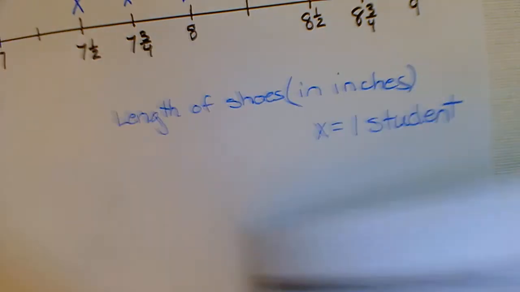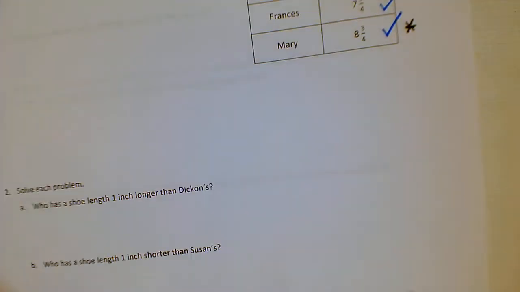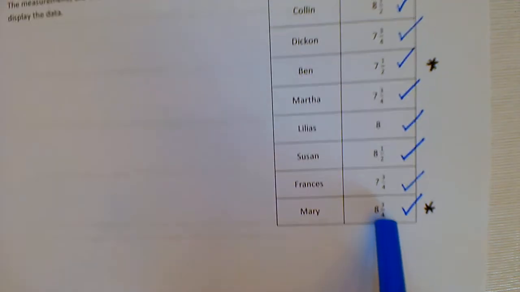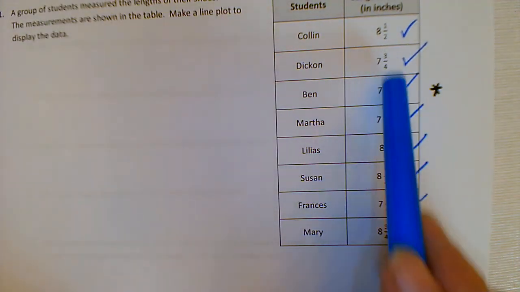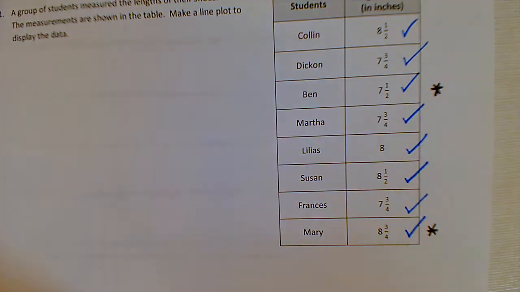So the first question that we have is, I need to move things around a little. Let me pull this out from underneath. So our first question is, who has a shoe length 1 inch longer than Dickens? So I could either look here and scan, but I'm going to have to look at each one of these really carefully. So I don't want to use my table. I definitely want to use my graph. But I do need to look at my table to figure out what was Dickens' length, which was 7.75.